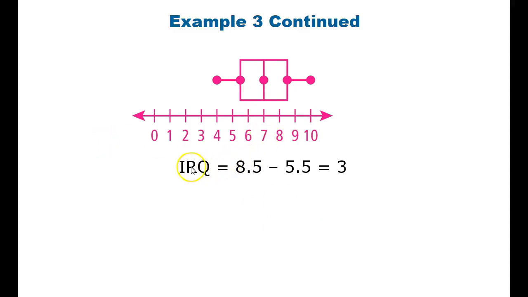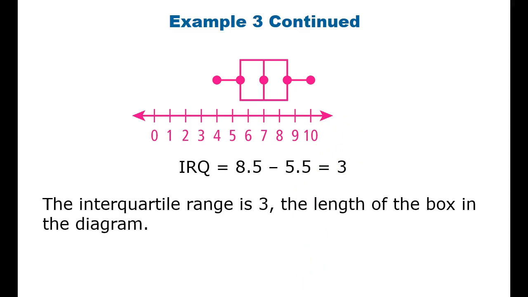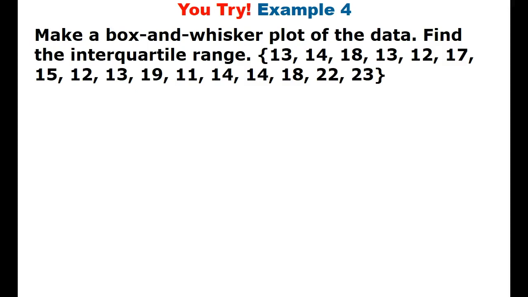By the way, our interquartile range would be the third quartile 8.5 minus the first quartile 5.5. So our interquartile range is 3. That would also be the length of the box in the diagram. So the length of the box gives us the interquartile range, as well as subtracting Q3 minus Q1. So you try this one. Use your calculator or do it by hand. See if you can make a box and whisker plot of this data and then find the interquartile range.